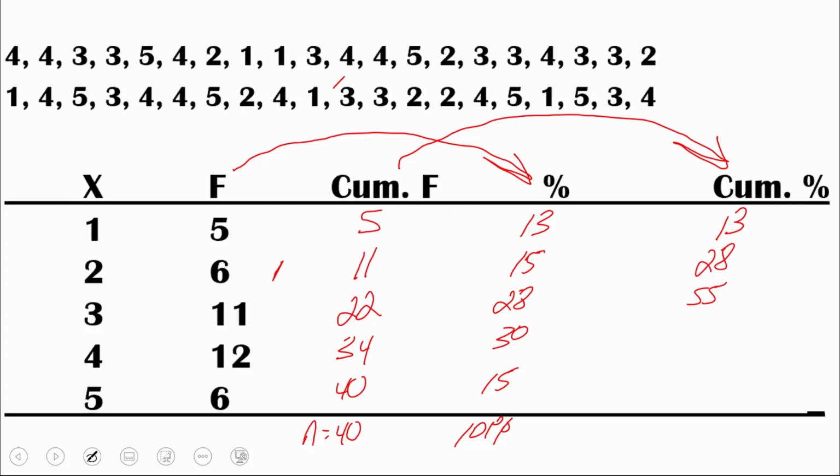Let's figure out the next cumulative percentage. Now we're talking about students who scored a 4 or less. We can see that 34 students earned a 4 or less. So let's just take 34 and divide that by 40. That equals 85%.